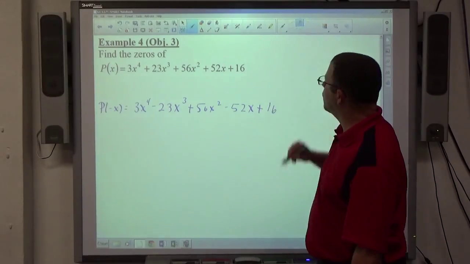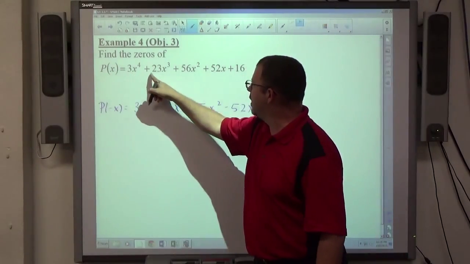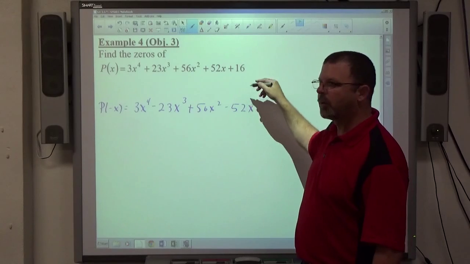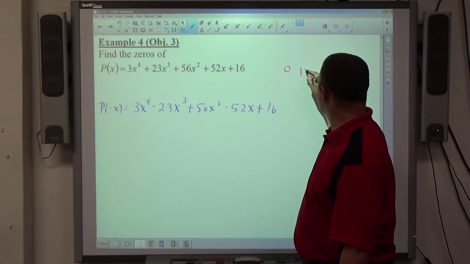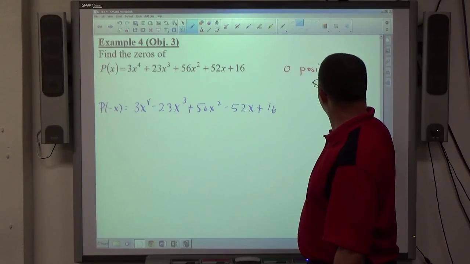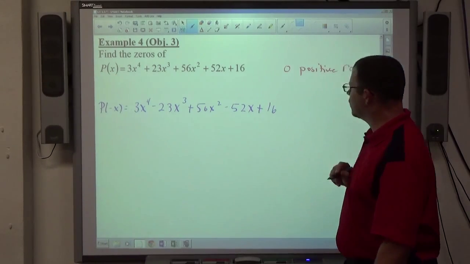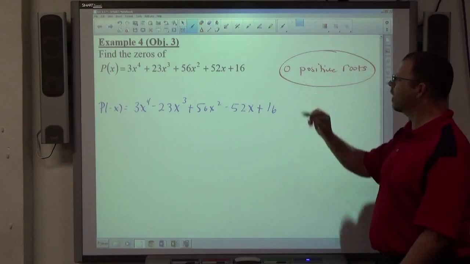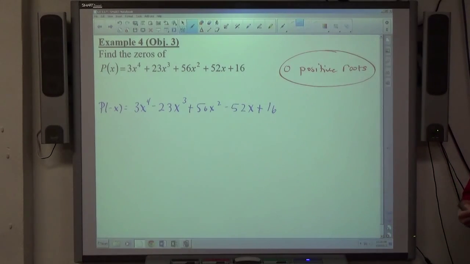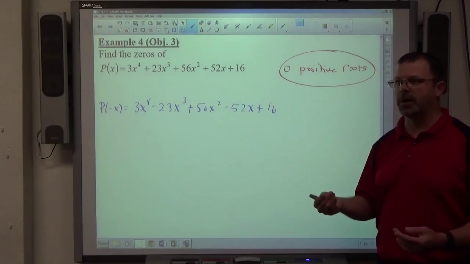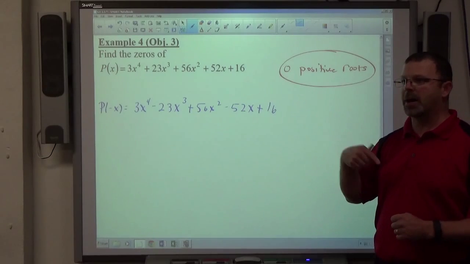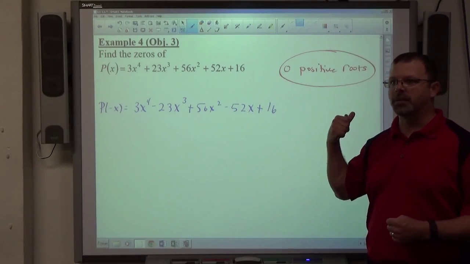Looking at p of x, we can see p of x has absolutely no sign change in it whatsoever. So I know immediately there are no positive solutions. No positive roots. Okay, that's really helpful. So when I do my possible rational root list, like we did in example 1, I don't have to put plus or minus, I just have to put minuses, right? Because there are no positive answers.